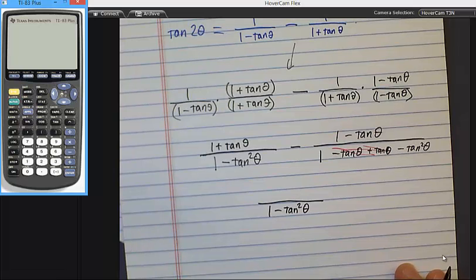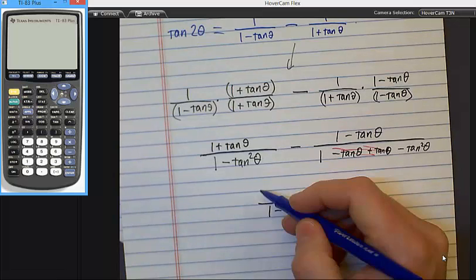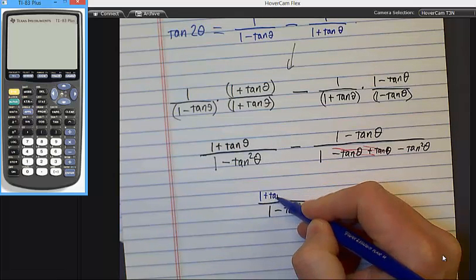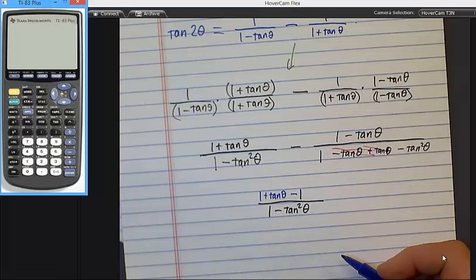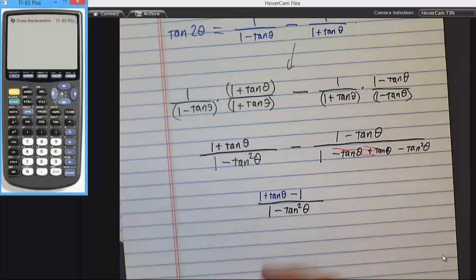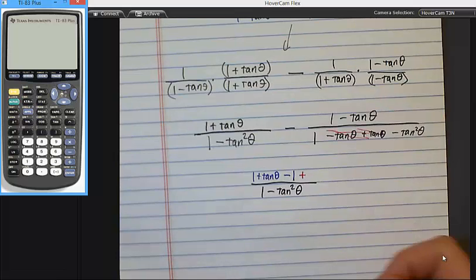Well, this may be a little tricky. I have 1 plus tangent theta, and then I have minus 1, and then what do I have? Plus tangent. Do you guys see how that's plus tangent? Because you have to distribute the negative.